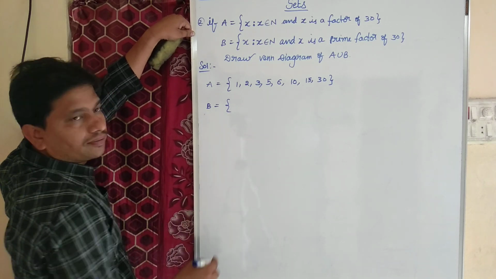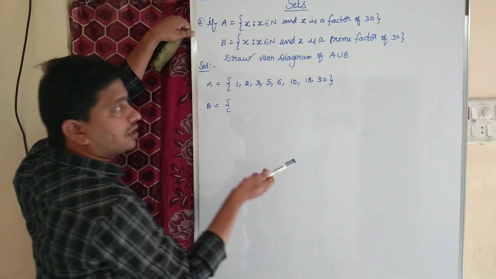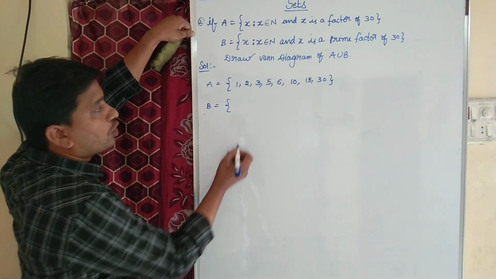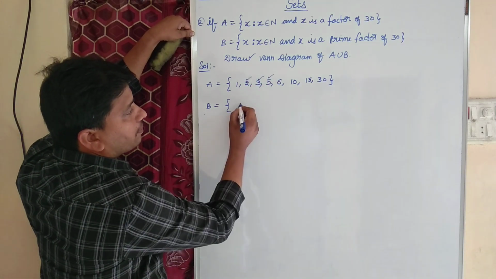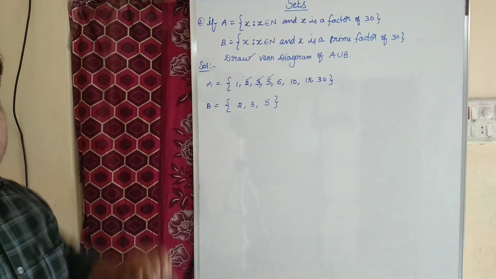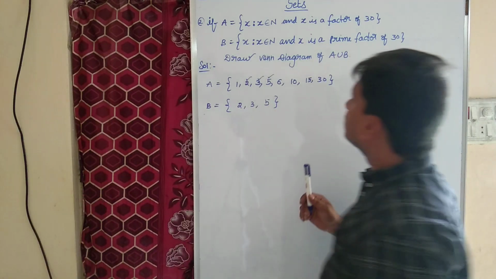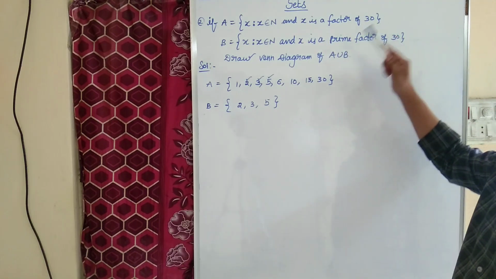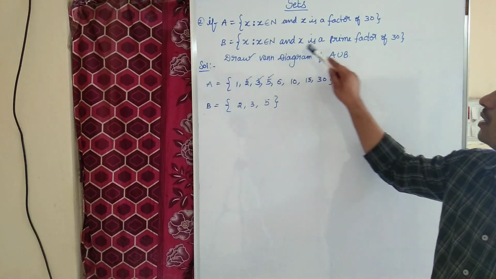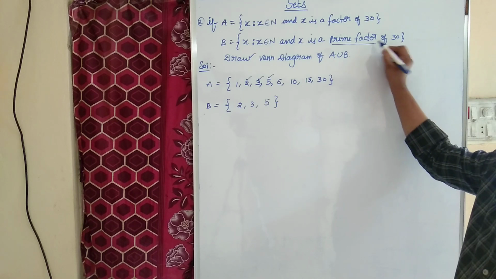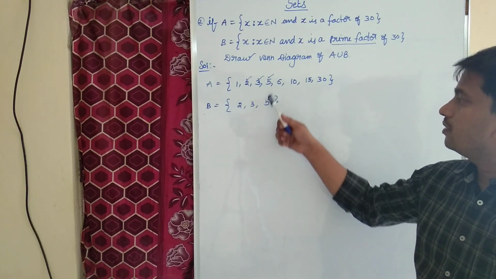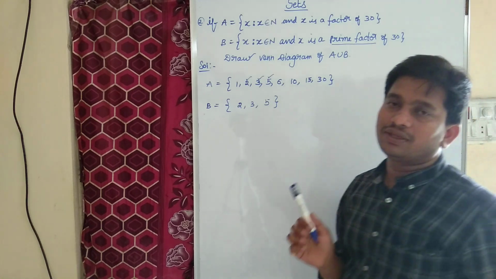These all are factors of 30. Second condition is x such that x is a prime factor of 30. Among them, what are the prime numbers here? Here the prime numbers are 2, 3, 5. They are the prime factors of 30. Question understood, children? In the first one, x is a factor of 30, meaning all the factors of 30. But in set B, x is a prime factor of 30. What are the prime factors here? 2, 3, 5. They are the only prime factors of 30.